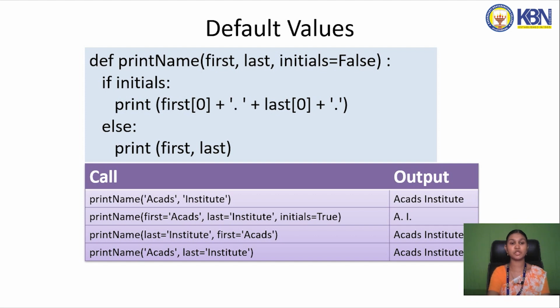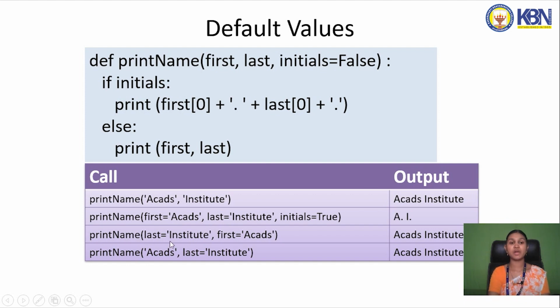Then next, print name with first Eckart's, last Institute, and initial equal to true. Previously I said that initial equals true means the first argument's 0th index should be displayed. Let's see here: first Eckart's, E should be displayed, that is the 0th index, and the last value's 0th index is I. Between these two values I have to place the dot operator, that's why it will be printed.